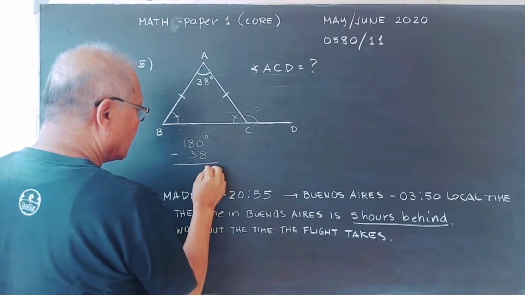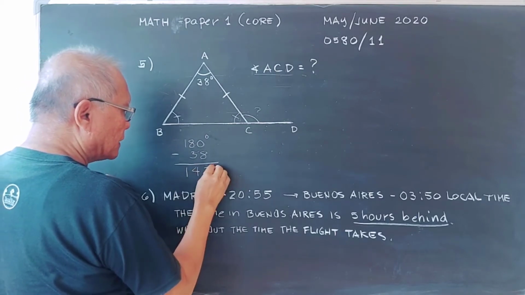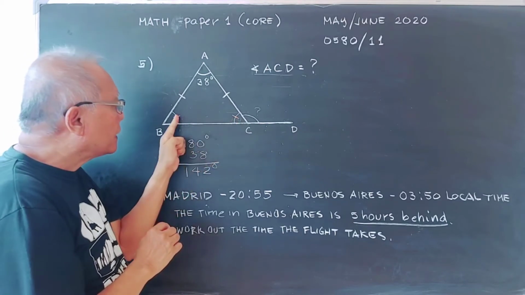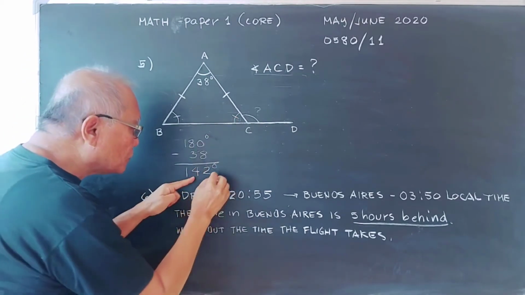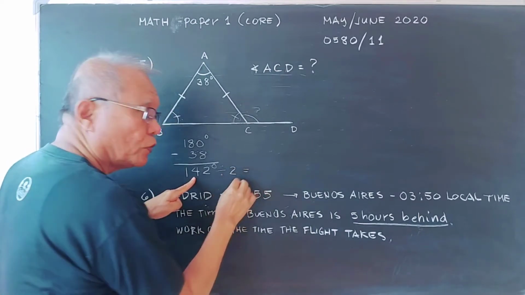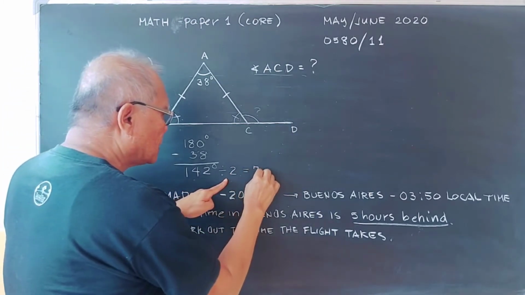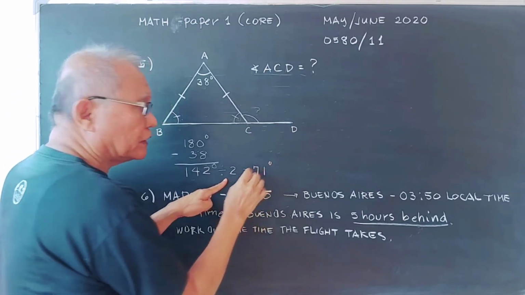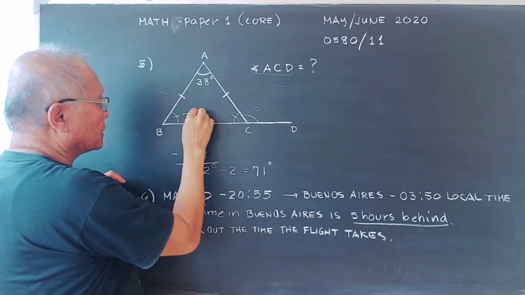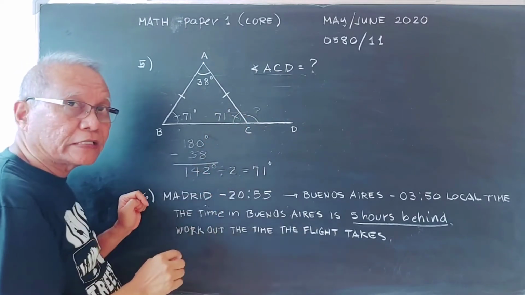So we have 142 degrees for these two, but they are equal. Therefore, we are going to divide this 142 degrees into 2. Dividing this 142 degrees by 2 will give us 71 degrees. Therefore, this base angle here is 71 degrees. The other base angle is also 71 degrees.